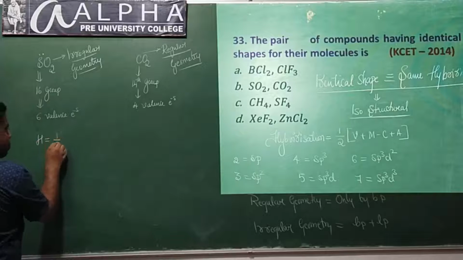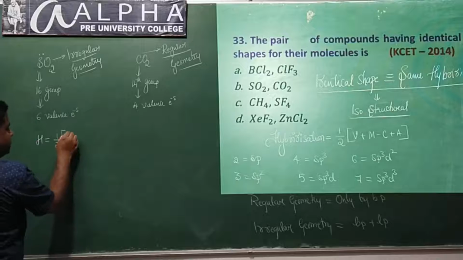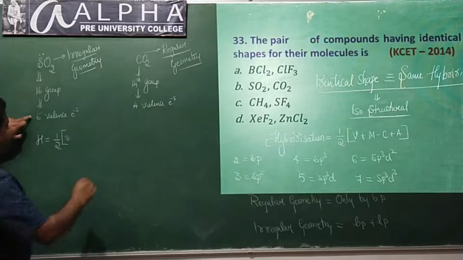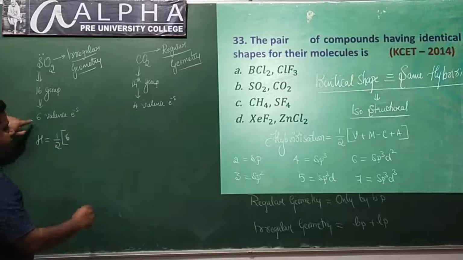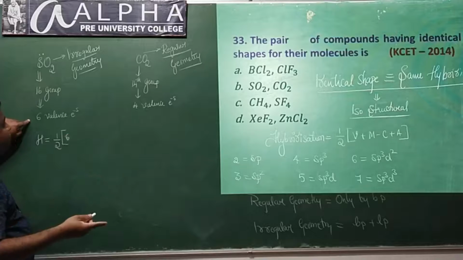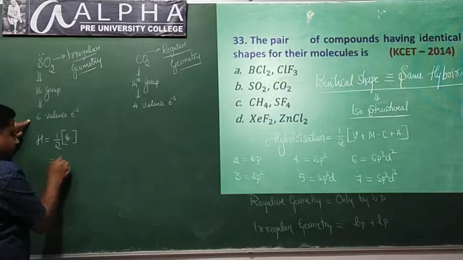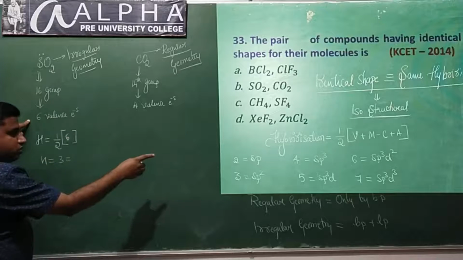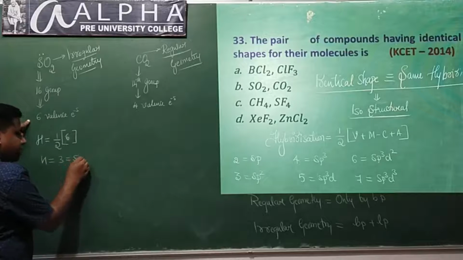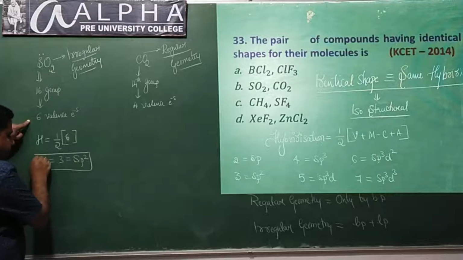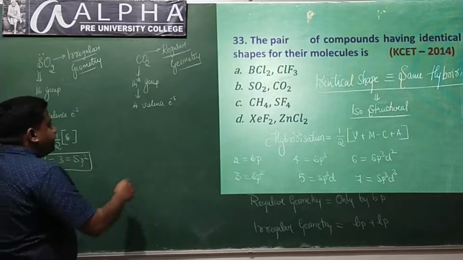Hybridization is equal to half of V plus M. So valence electrons here is 6. Number of monovalent atoms 0. Total positive charge 0, total negative charge is 0. Half of 6 is 3, we are getting hybridization as 3. Hybridization is 3 means sp2 hybridization. Now let us calculate the hybridization here.